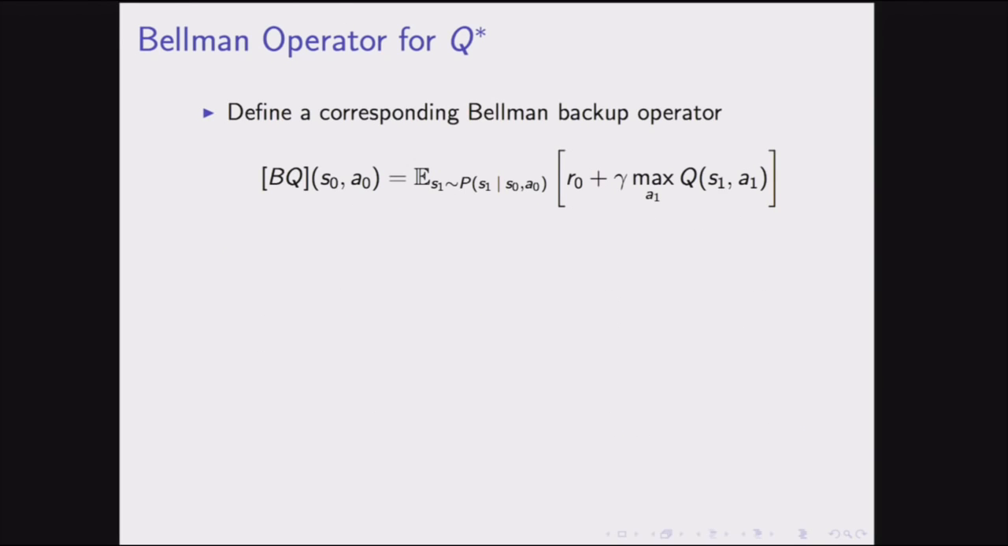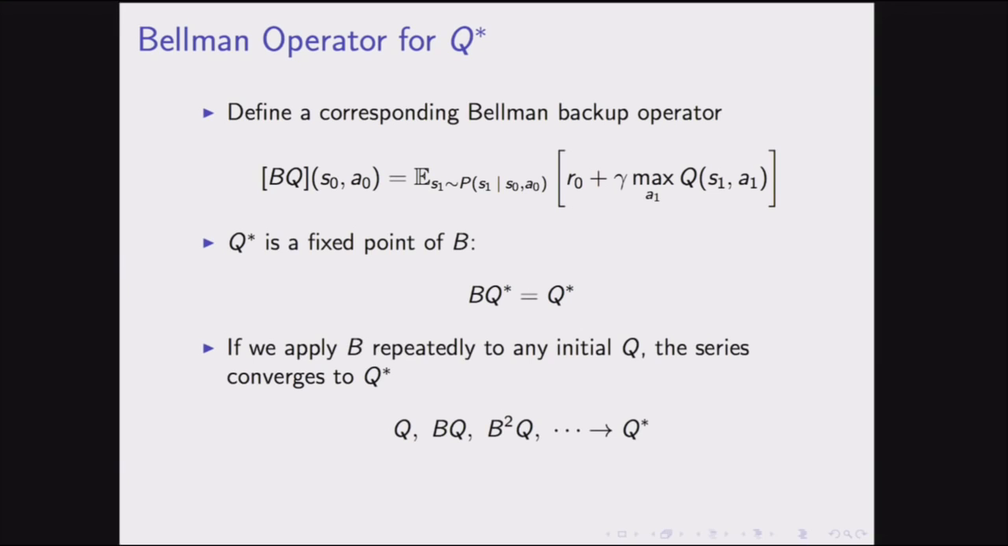Now we can do the same thing with the backup operator. We take that Bellman equation and we plug in an arbitrary Q function on the right-hand side instead of the optimal Q function, Q star. Q star is a fixed point of this Bellman operator. That's just a restatement of the Bellman equation. And again, if we apply this Bellman operator repeatedly to an arbitrary initial Q function, it converges to Q star, which is the optimal Q function. The Banach fixed point theorem can be used to prove it in both cases.